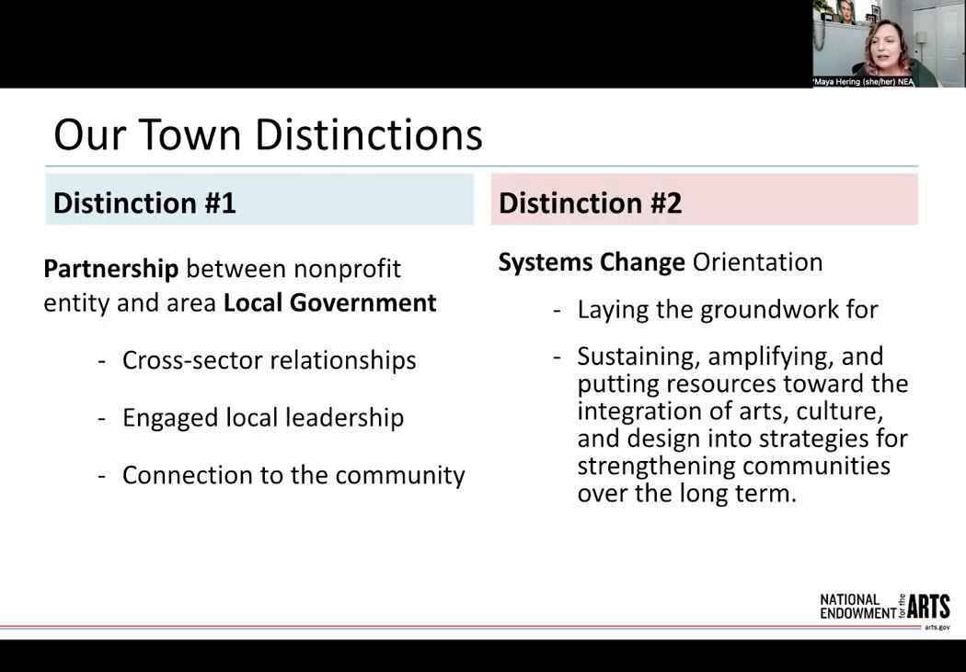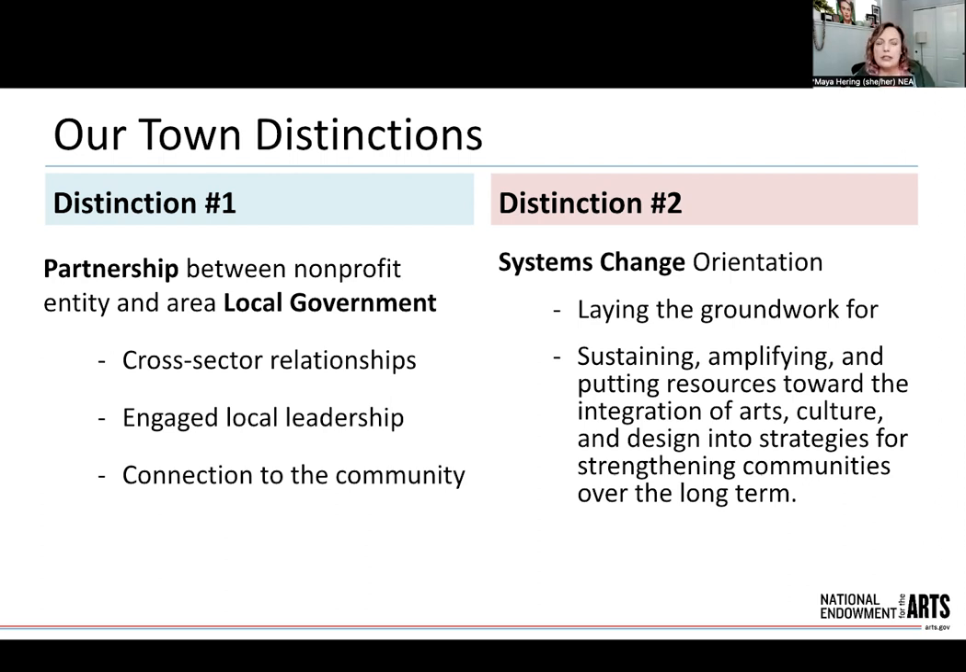All right, so let's talk a little bit about what makes Our Town distinct. So the first distinction is that we require a partnership between local government and a nonprofit entity. We see committed collaborative partnerships as necessary to ensure that expertise can be brought to bear on the project, the community engagement with stakeholders is strong, and that policy barriers are minimized. And to demonstrate that engagement of local government, we've asked for a letter of support from the highest ranking local official. Other partners are strongly encouraged. And of course, we want to see that arts and culture or design expertise is present in the partner makeup.